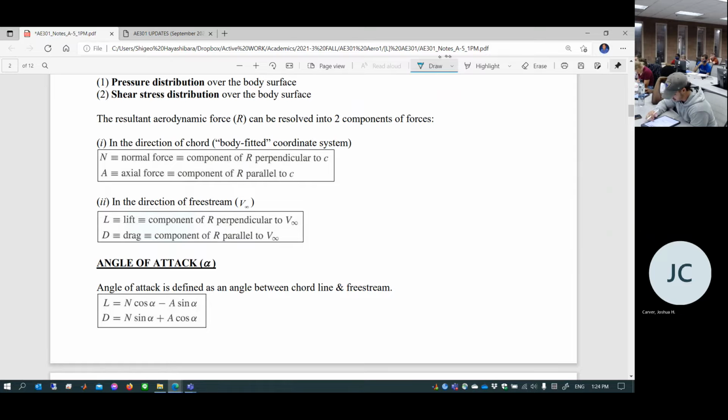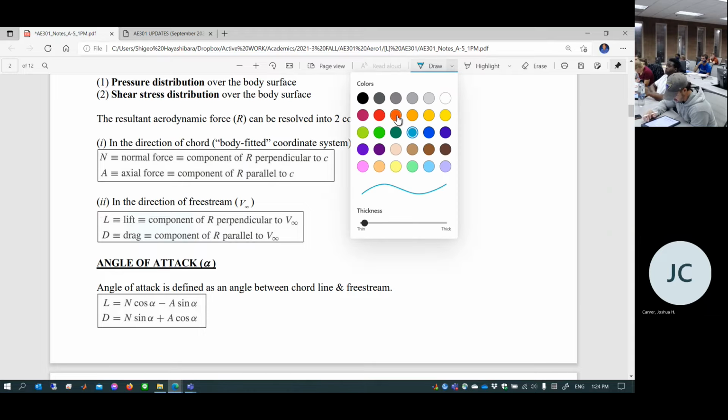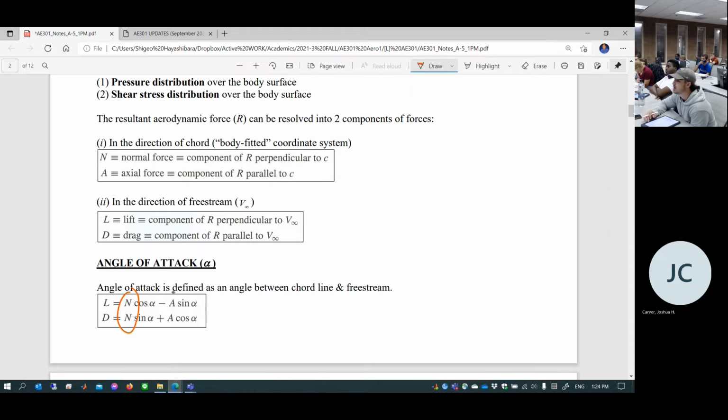Body attached coordinate system is quite important because when you do wind tunnel testing, that is something you have to deal with. Normal force and axial force are essentially attached to your test rig in the wind tunnel. So you have no choice. If you run wind tunnel testing, those are the only forces you can measure. You can never ever directly measure lift and drag, forget it. When you run wind tunnel testing, you can only measure the body attached coordinate force components, and then knowing the angle of attack, you can resolve lift and drag. That's what you do. So these are body attached force components.